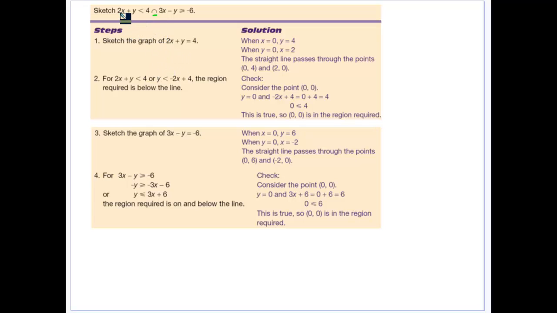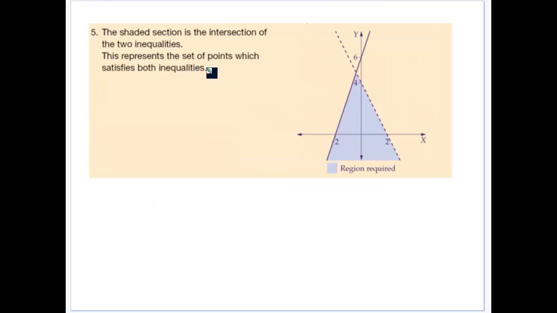So, if we do 2x plus y less than 4, we sketch that graph, so we get our points that we're going to graph up, and then we'll check which region it is going to be in. Then we do the same for 3x minus y is equal to minus 6. Graph it up, and then we see which side the points are going to be in. So when we look at our graph there, we get the points here.